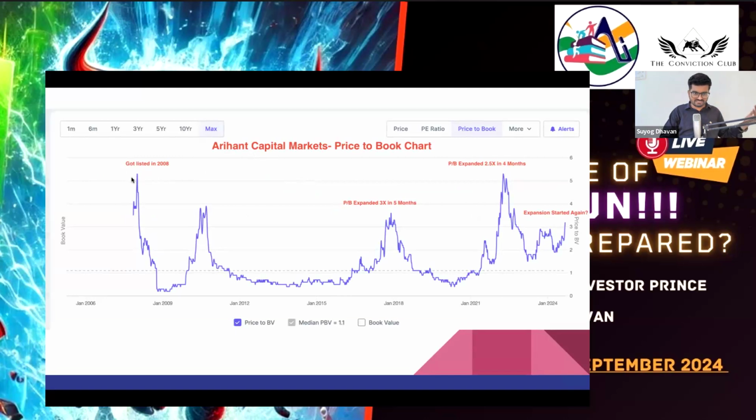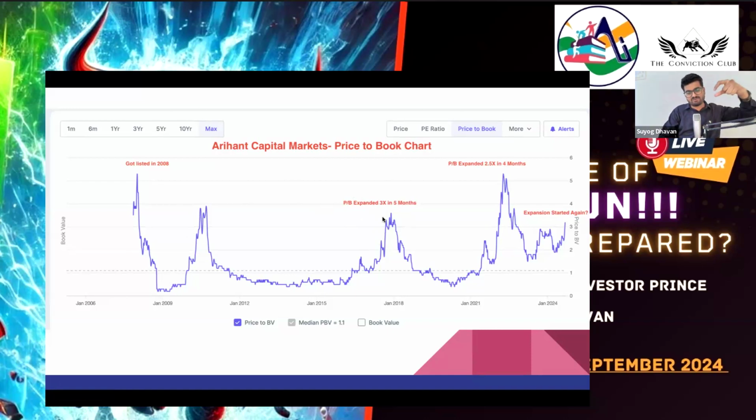The price to book of Arihant Capital Markets was 5 times book. During the fall, it went down to less than 1 times book. But there was once again a bull run after the global financial crisis, a period of 2 years. Within quick time it turned out to be a multi-bagger, so the valuation expanded. Even before the 2018 fall, price to book expanded 3 times in just 5 months.